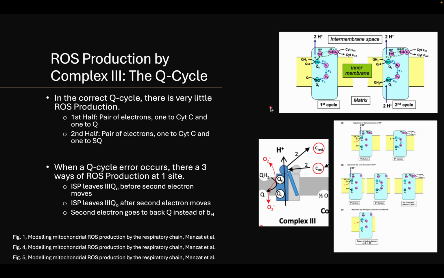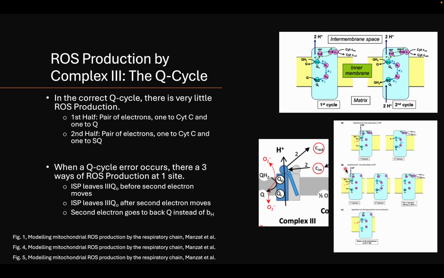But as stated before, complex 3 has a high potential of ROS production, and there are 3 ways it can make ROS production, namely in the Q cycle. The first of which is known as the early dissociation hypothesis. This is when the electrons from site QP, or your QO in this case, instead of leaving at the same time from ubiquinol, the iron sulfur electron leaves first. This results in an unstable semiquinone being left in the QP site that is able to react with free oxygen, producing a superoxide radical similar to complex 1 and complex 2.